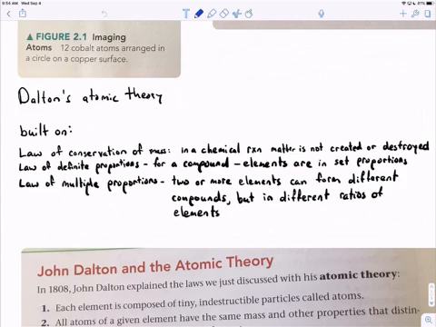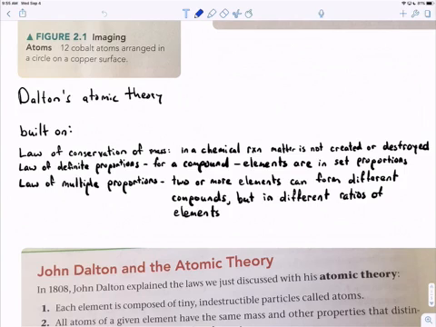Definite proportions: for a compound, the elements are the same in each compound in the same proportions. So water is going to be 1 gram of hydrogen to 8 grams of oxygen. So it's 1/9 hydrogen and 8/9 oxygen for water. Always true.